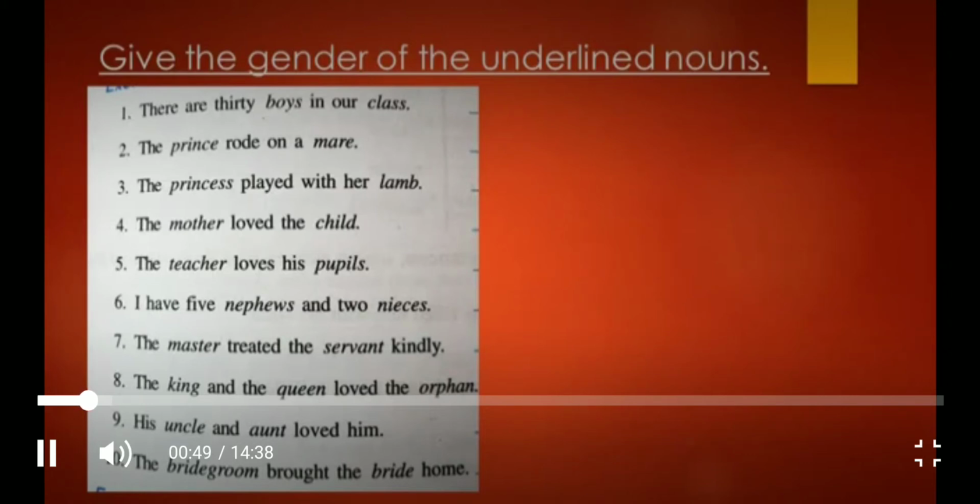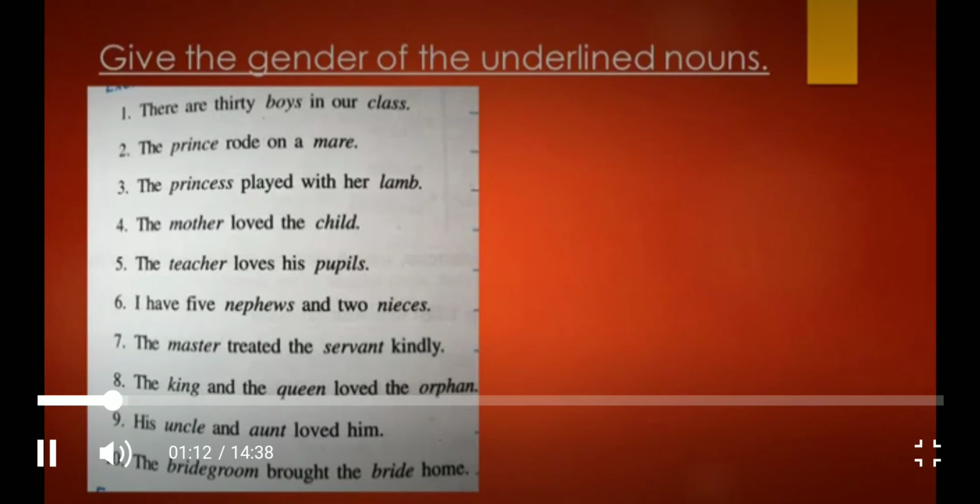First of all you have to underline all the nouns given in these sentences. Then you have to classify them as masculine, feminine, common or neuter. I'll read the sentences for you. There are 30 boys in our class. Boys and class are the nouns given.